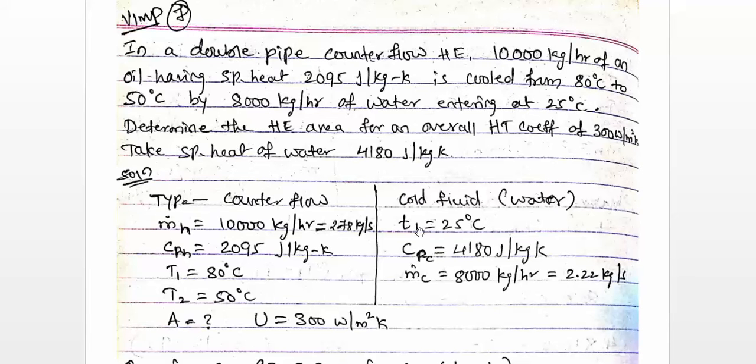So small t1 value is given. Small t1 and small t2 are the temperatures of the cold fluid, right? Small t1, the temperature of the cold fluid at the inlet, is 25 degree Celsius. So here small t2 is to be calculated initially, right? Small t2 will be the exit temperature of the cold fluid. So we'll go through this now.